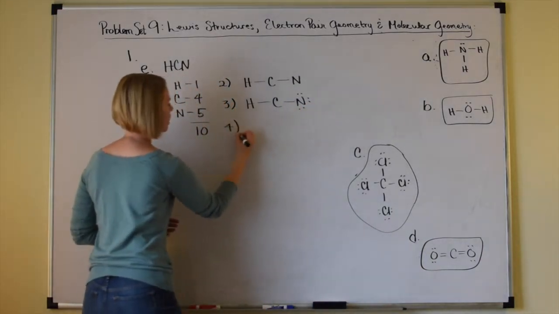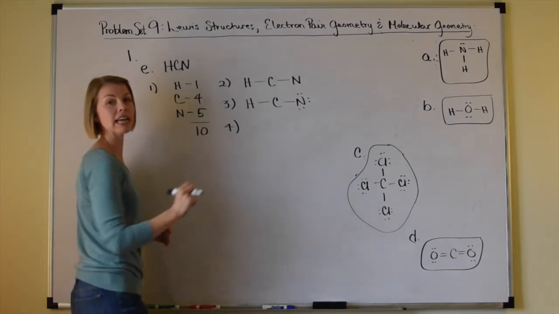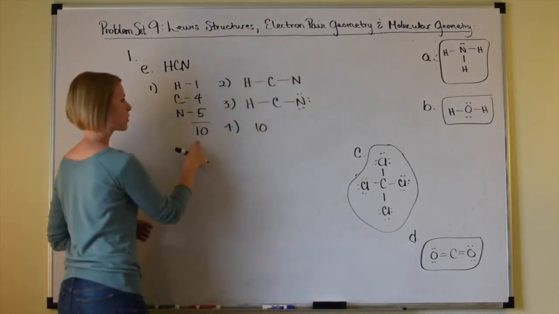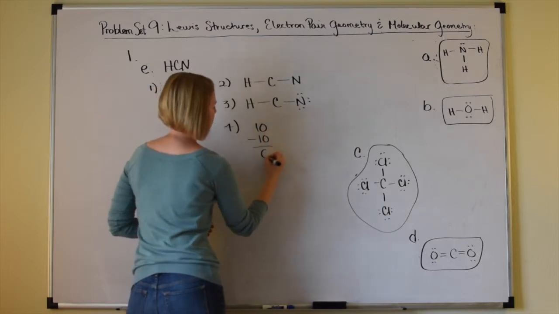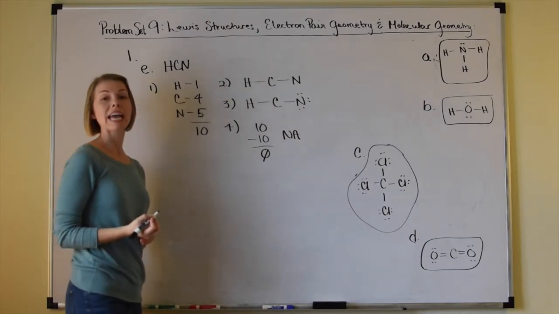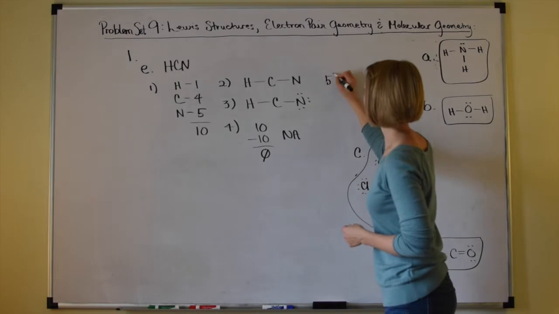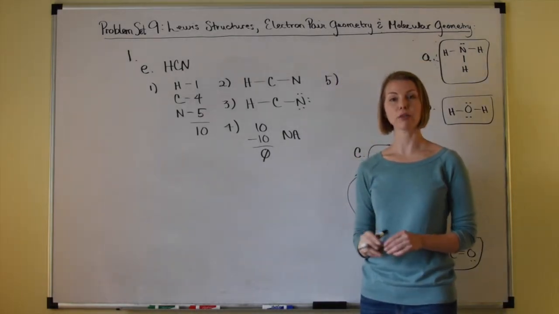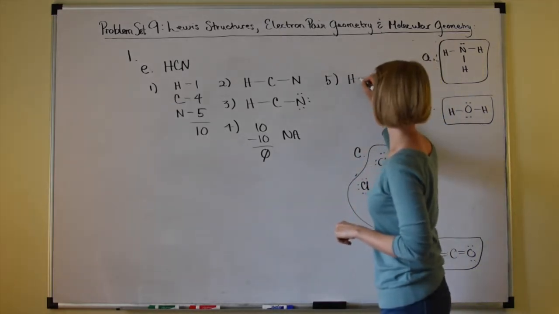Rule number 4, if there's anything left over, it's going to go on the central atom. So in this case, that's carbon. So let's check and see what we have. We have 10 to use. We've used 2, 4, 6, 8, 10. So we have 0 left over. So rule number 4, I'm going to write NA, not applicable here. Step number 5. If octet is still not satisfied on your central atom, you're going to form double or triple bonds as needed. So let's rewrite what we have here.